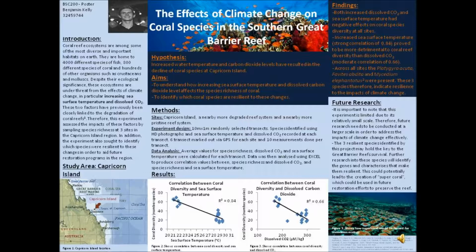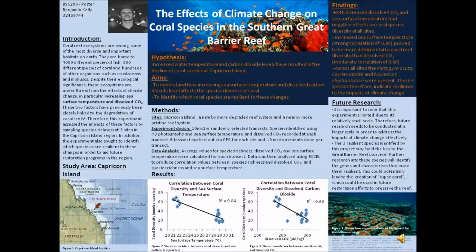The findings of the experiment can be seen on the 2 graphs on the slide. The graphs clearly show that both increased dissolved carbon dioxide and sea surface temperature have negative effects on coral diversity at all sites. But increased sea surface temperature proves to be more detrimental to coral reef diversity than carbon dioxide does. These results therefore reinforce the hypothesis, as these 2 factors of climate change are proving to be harmful to our coral reefs.